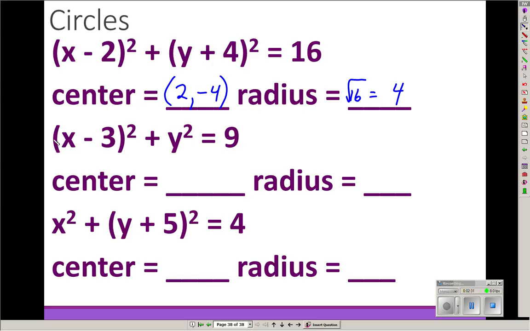On the next one, the center will have the opposite of negative 3, which is positive 3, and then we have a y squared here. It looks tricky, but it's actually pretty easy. You're not subtracting or adding anything from y, so really we just have a y minus 0 squared, and that just means that the y coordinate is 0. The radius is the square root of 9, which is 3.